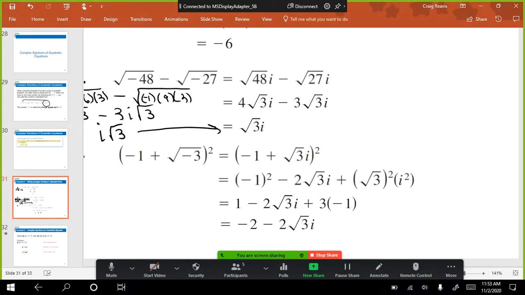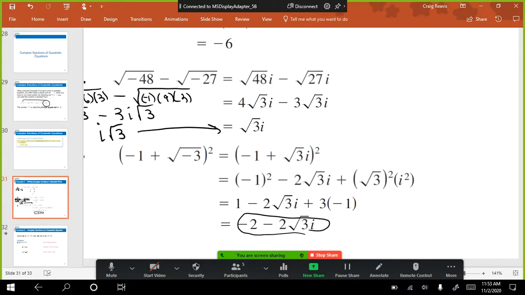And then the square root of 3i times the square root of 3i is going to be 3i squared, which is negative 3. And then when that all simplifies down, it's right there.